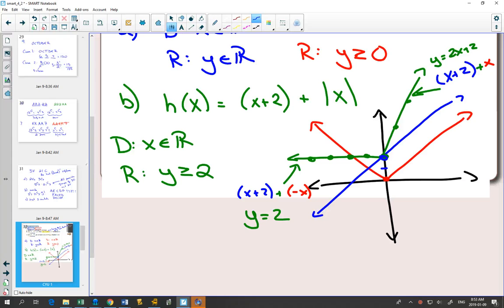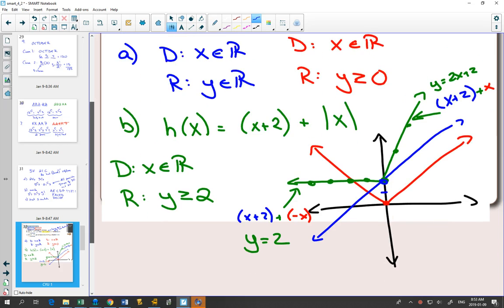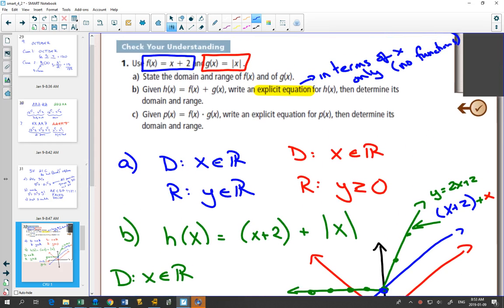In example one, we did A and B, we didn't quite do C, so just a recap of what we did so far. We had the blue function, which was a line, and the red function, which was an absolute value. We did the domain and range for both in A. And then in B, it said, write them as an explicit equation when you add them together.